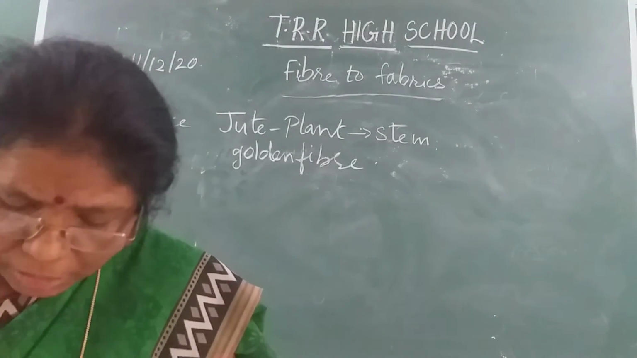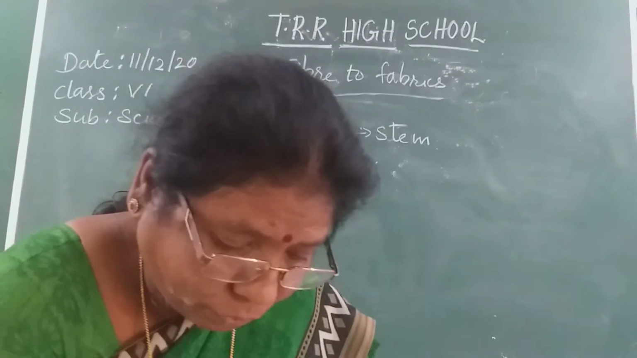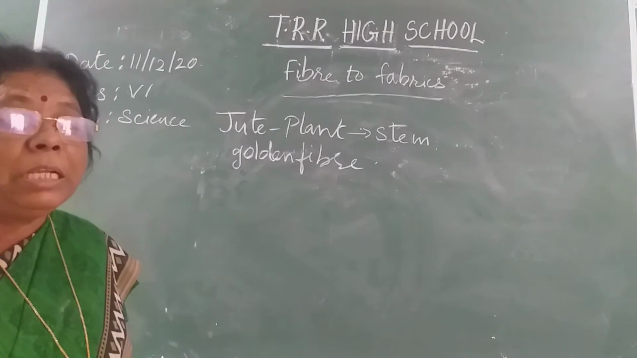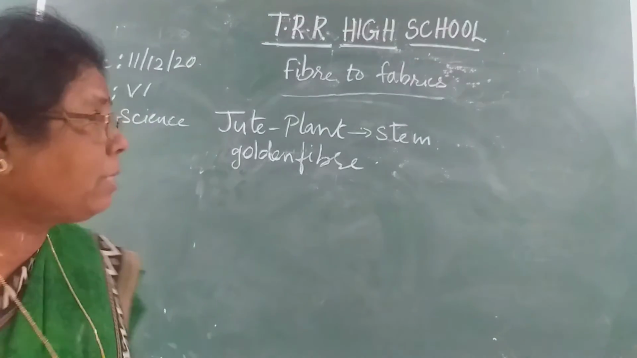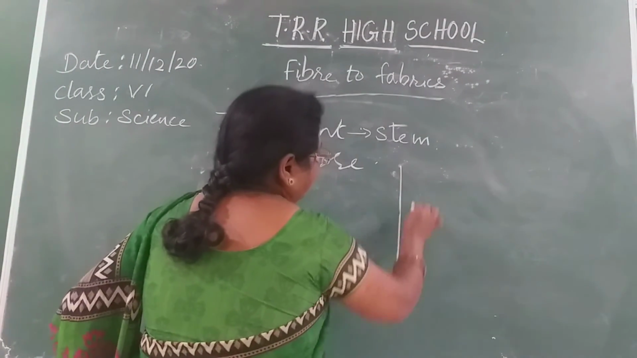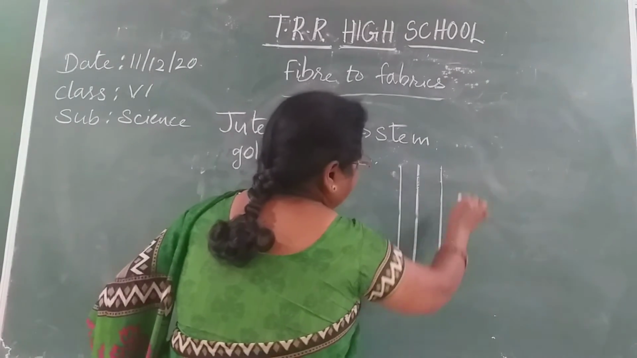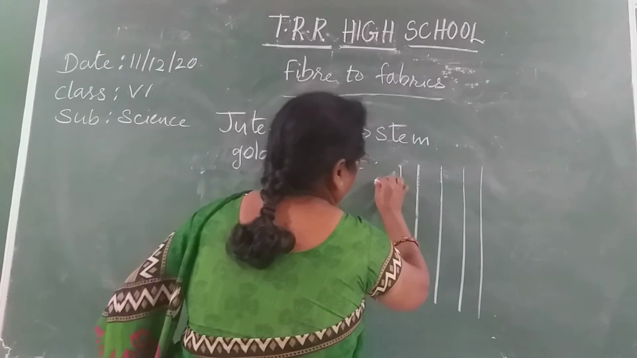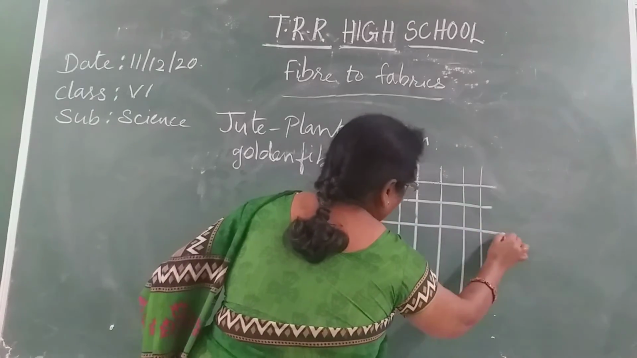So here, how is fiber used to make fabrics? How are the fabrics made? Here you see how the fabrics are made. The strands of yarn are arranged vertically and horizontally. This is vertical. The yarn is arranged in vertical, then horizontal also. They are arranged alternately.